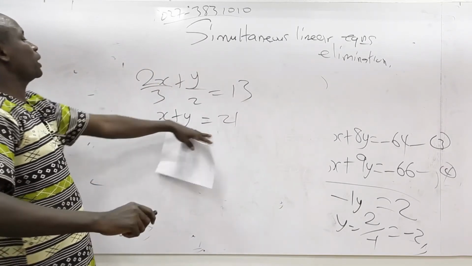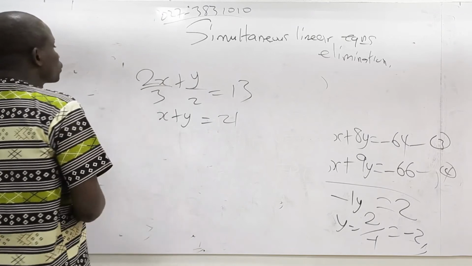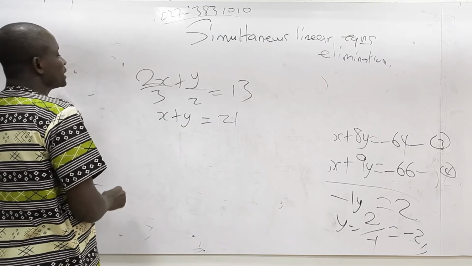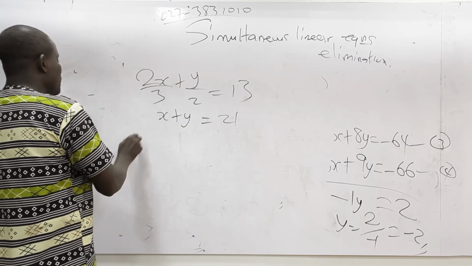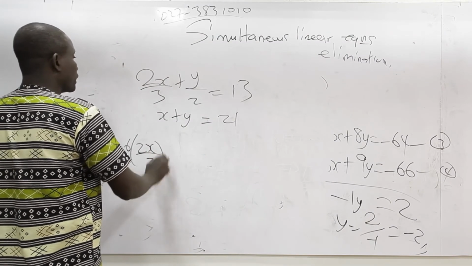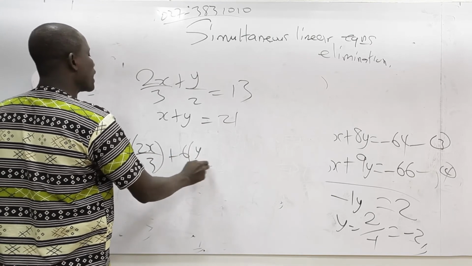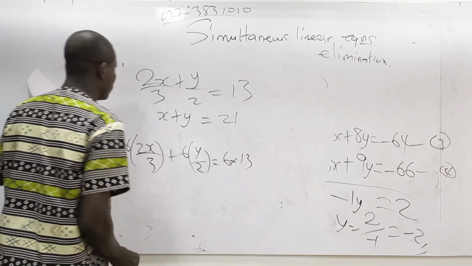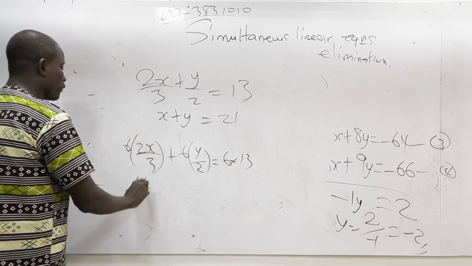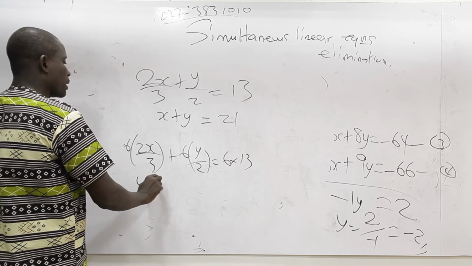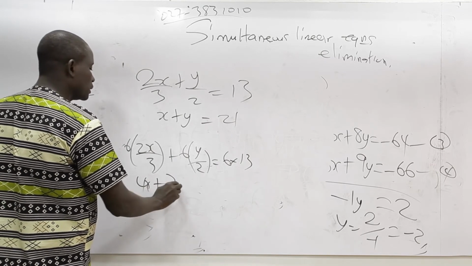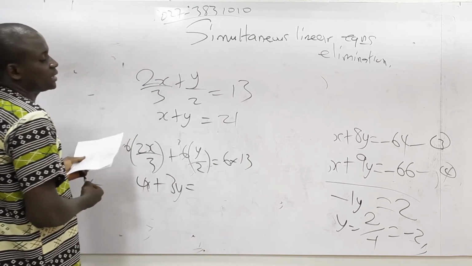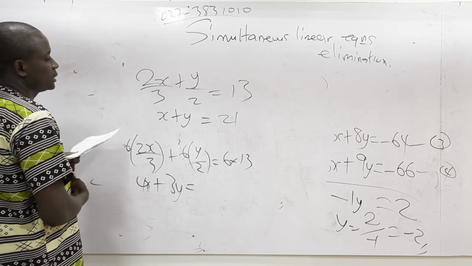Over here, this one is purely a linear equation and straight, but the first one, you have to transform it. So you multiply by the LCM. What's the LCM? LCM is 6. So you have 6, 2x over 3, plus 6y over 2, is equal to 6 times 13. When this one cancels, we get 4x plus this one cancels, we get 3y, is equal to 13 times 6. 13 times 6, is it 78? I think 78.